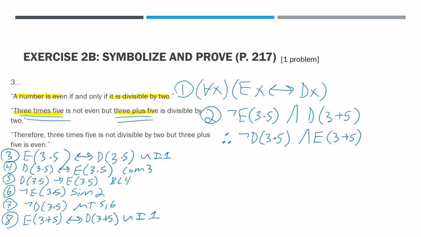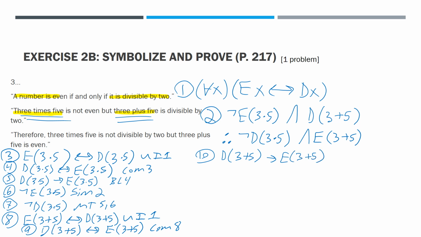For 9, we'll do the commutative rule because I want to, and some textbooks in fact require it. So I'll say D(3+5) if and only if E(3+5), commutative rule, 8. For sentence 10, D(3+5) arrow E(3+5), biconditional law, sentence 9.